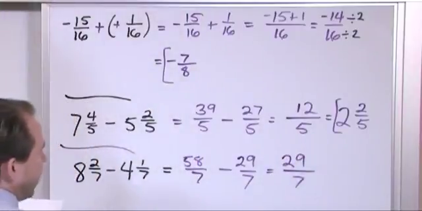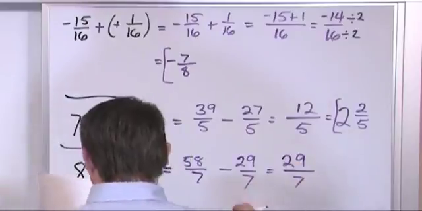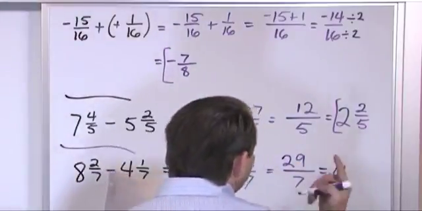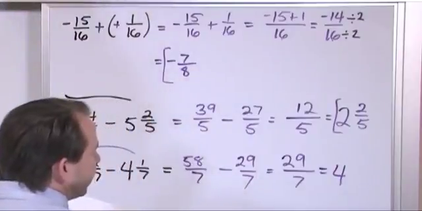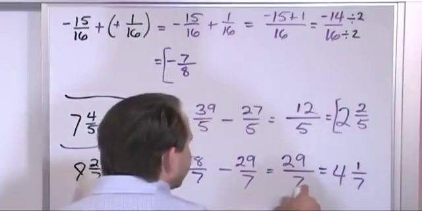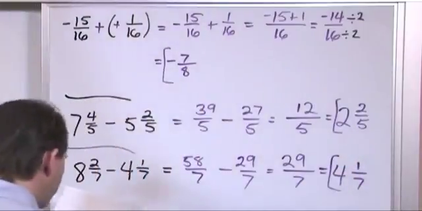So we have an improper fraction here. How many times will 7 go into 29? 7 times 4 is 28, so it's going to go 4 times. And the difference, 29 minus 28, is 1. The remainder is 1/7, because we always write it over the denominator. So 4 and 1/7.